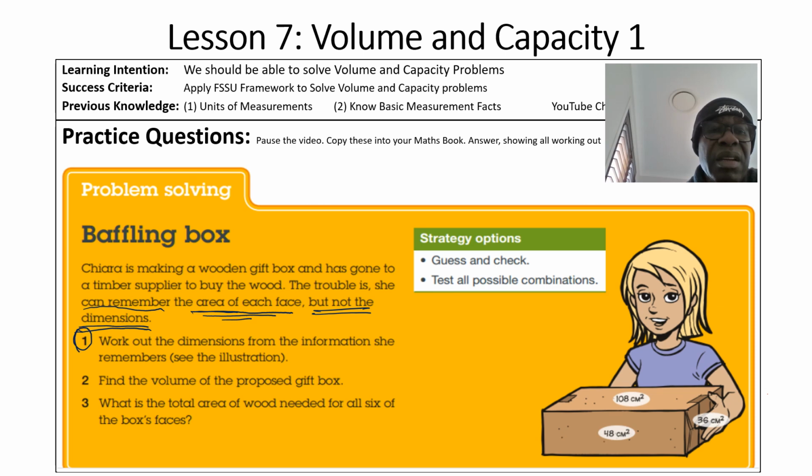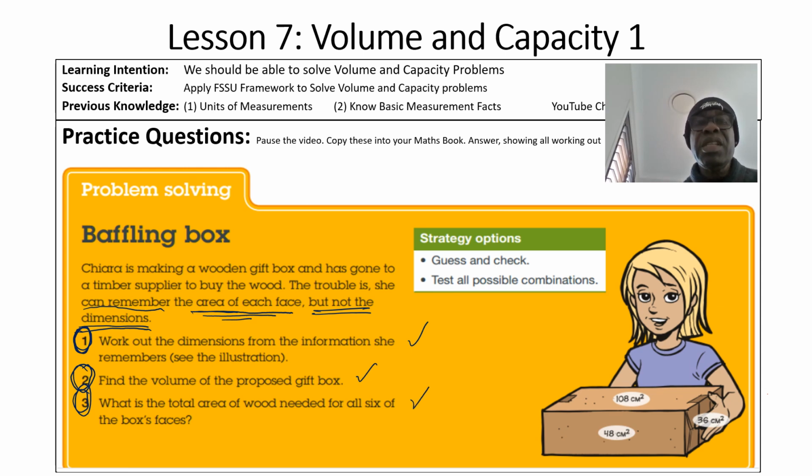Now, question 1. Based on the information given to you, you need to work out the dimensions. 2, you have to work out the volume of the proposed gift box. And 3, what is the total area of wood needed for all 6 of the box's faces? So you need to do that, you need to do that, and you need to do that.